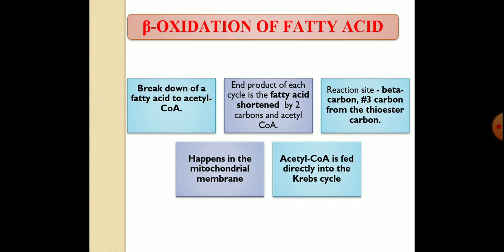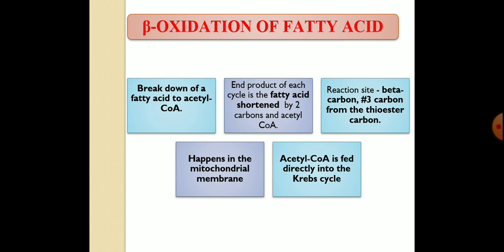Beta oxidation of fatty acid is the breakdown of fatty acid to acetyl coenzyme A. The end product of each cycle is the fatty acid, which is shortened by 2 carbons, and acetyl coenzyme A. The reaction site is the beta carbon, that is the third carbon from the thioester carbon. It happens in the mitochondrial membrane.